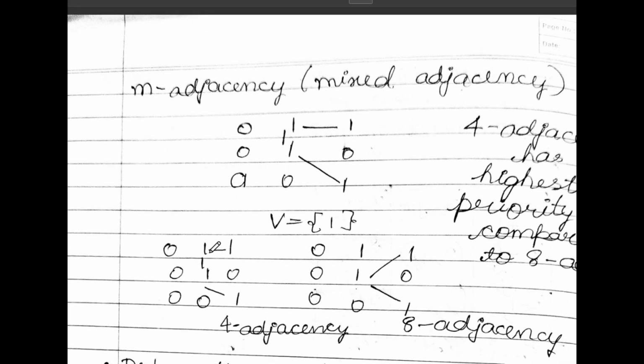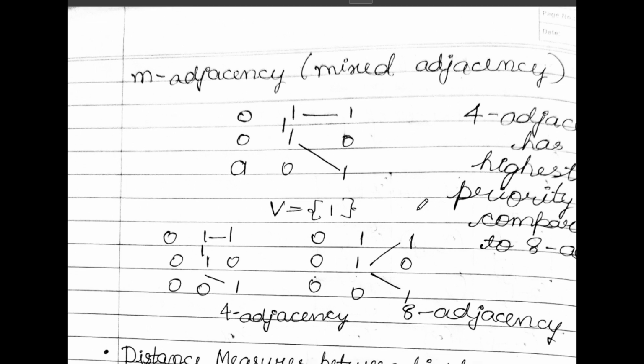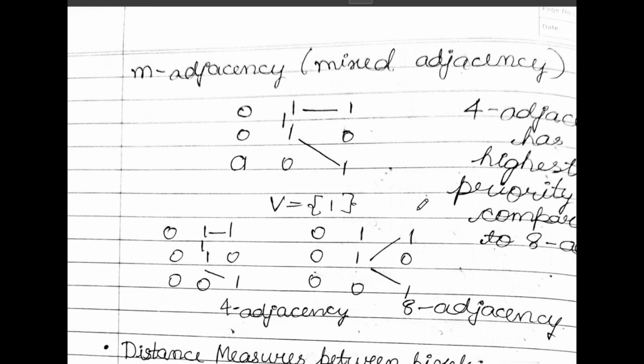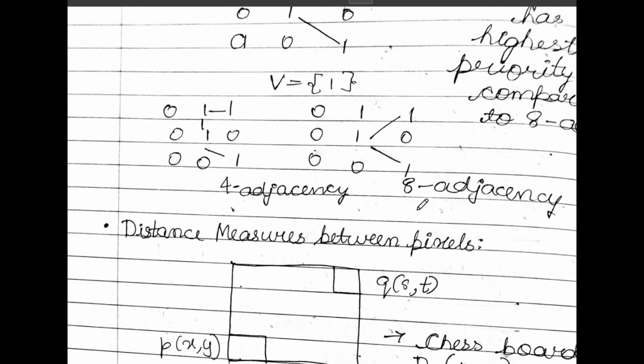In 4 adjacency, we only consider the horizontal and vertical neighboring elements, whereas in 8 adjacency, we consider the diagonal neighboring elements. The 4 adjacency has the highest priority as compared to the 8 adjacency. Whenever there is a case where you can apply both 4 adjacency as well as 8 adjacency, in that case 4 adjacency has the highest priority. The third one is mixed adjacency. Mixed adjacency means the combination of 4 adjacency and 8 adjacency.